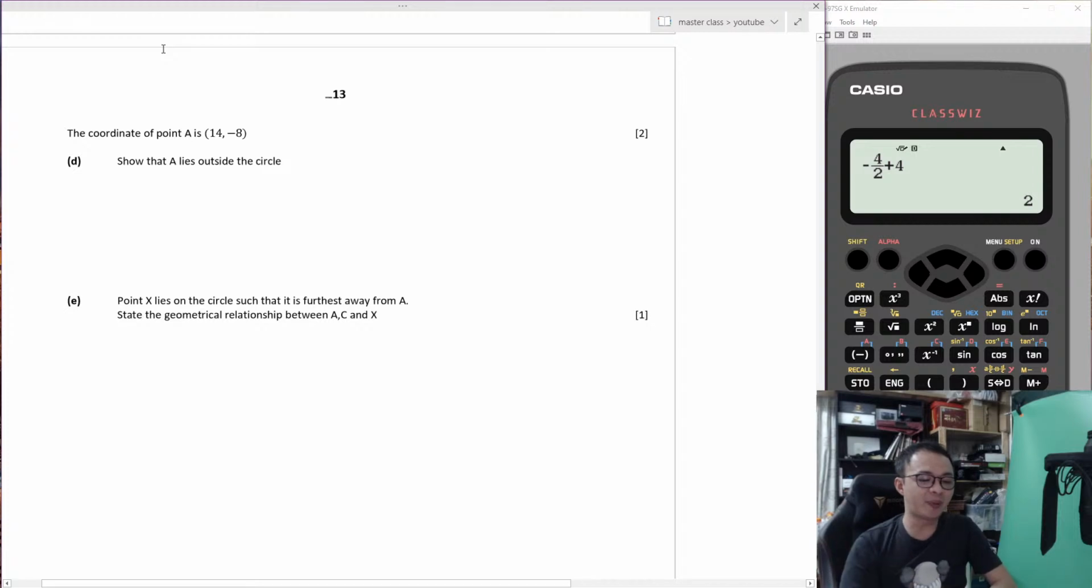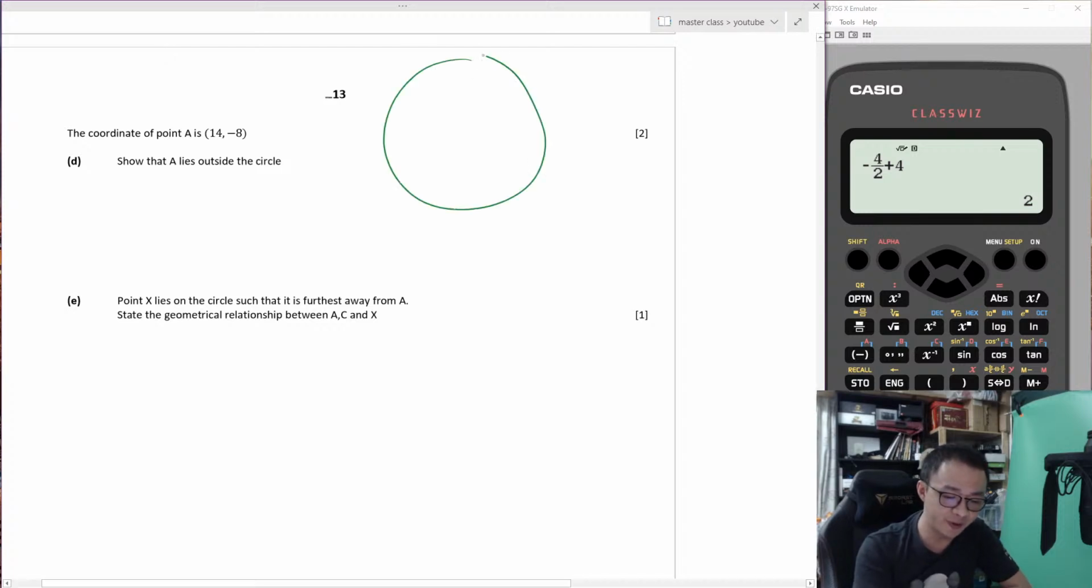The coordinate of point A is that one. Show that A is outside of the circle. So the circle has a center of 2, negative 1, and we know the radius is 10. So if A is outside of the circle, then the distance must be more than 10. Okay, so what I want to do is find the distance from C to A.